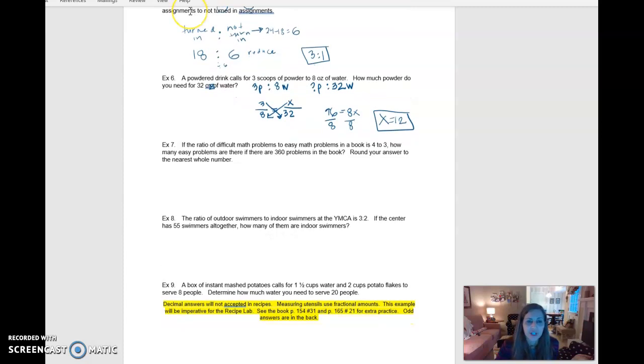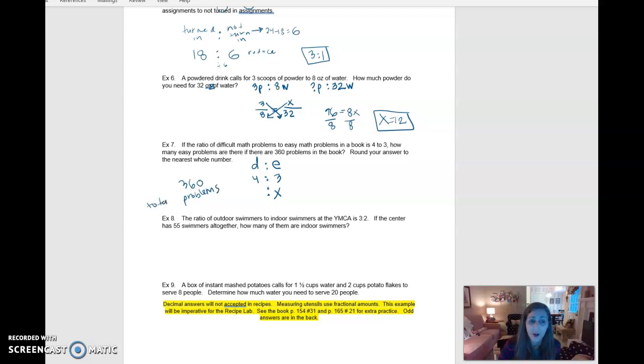Number 7, if the ratio of difficult math problems to easy, okay, so I'm going to go ahead and write that up. Difficult is first and easy is second. And it says the ratio is 4 to 3. How many easy problems? So we don't know, so I'll put an X for the easy. Are there, if there are 360 problems in the book. Now, wait a minute. It says there are 360 problems. It didn't say difficult. It just said total problems, okay?